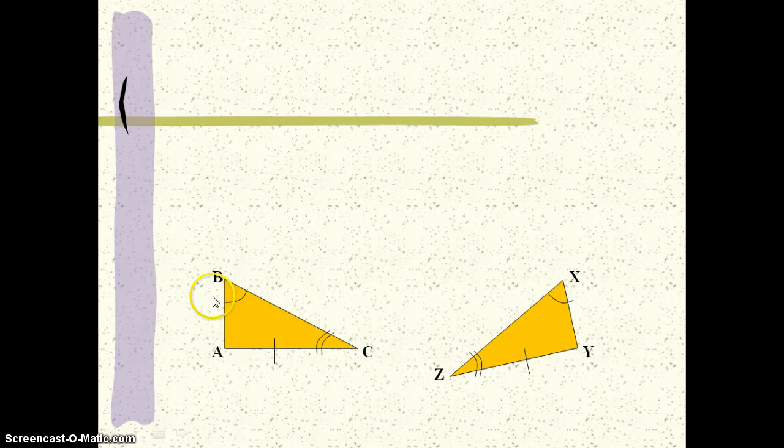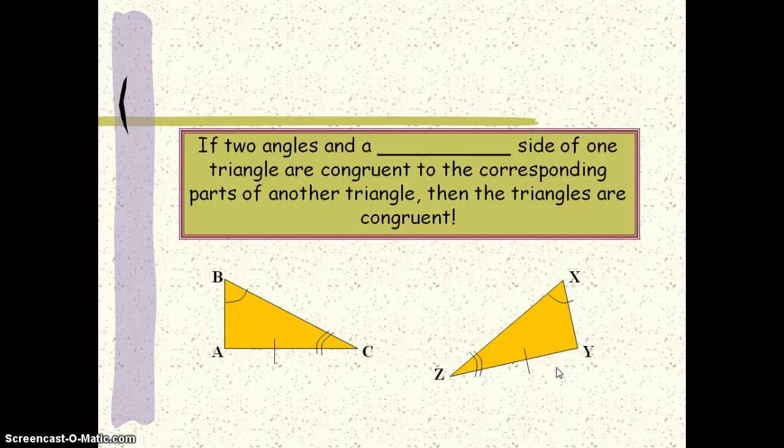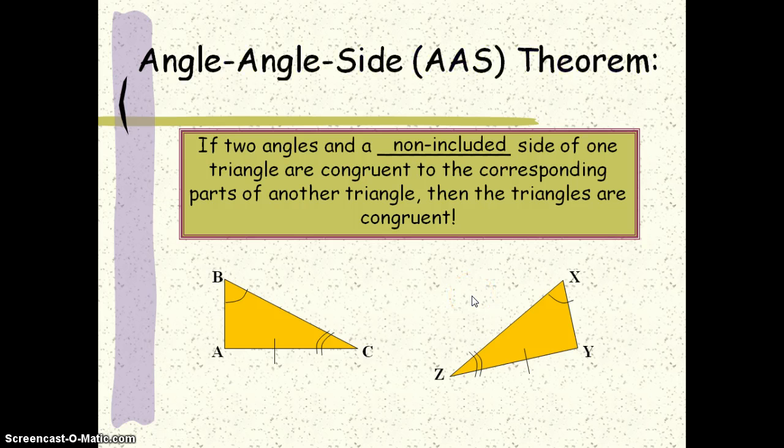Here we have two triangles, and we have an angle congruent and a side congruent. If two angles and a non-included side of one triangle are congruent to the corresponding parts of another triangle, then the triangles are congruent. So remember that an included side has to be between two angles, so the non-included side couldn't fall between those two angles. Notice that AC is not between B and C, and ZY is not between Z and X. This is using the angle-angle-side theorem. So using the angle-angle-side theorem, we could say that triangle BAC is congruent to triangle XYZ using angle-angle-side.